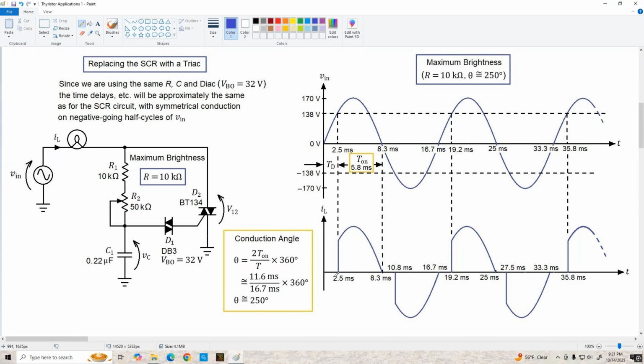Now, this current waveform is nice because it gives us a good correlation between the waveform and the brightness of the bulb. If we've got a lot of area under this curve, we're going to get a really bright bulb, but it's very difficult to measure current using an oscilloscope. So let's take a look at the voltage drop across the TRIAC.